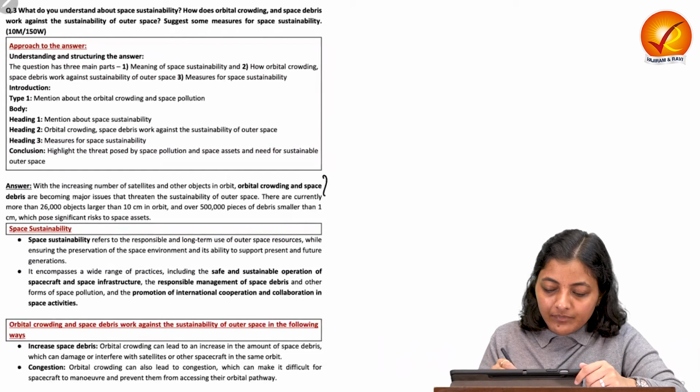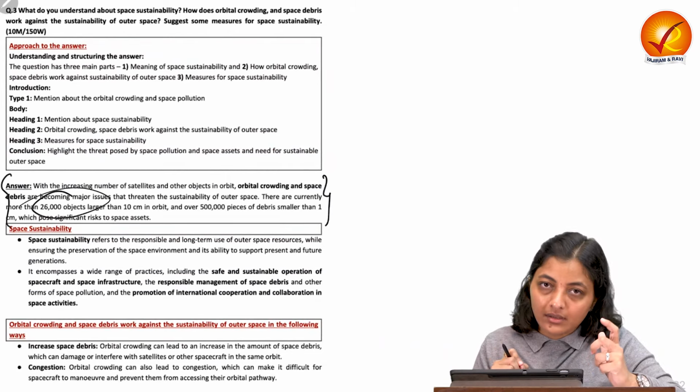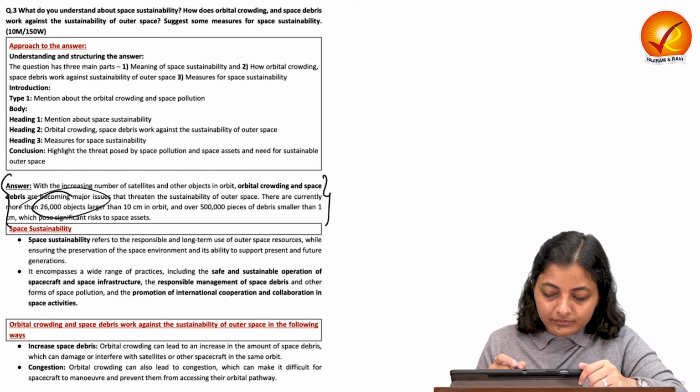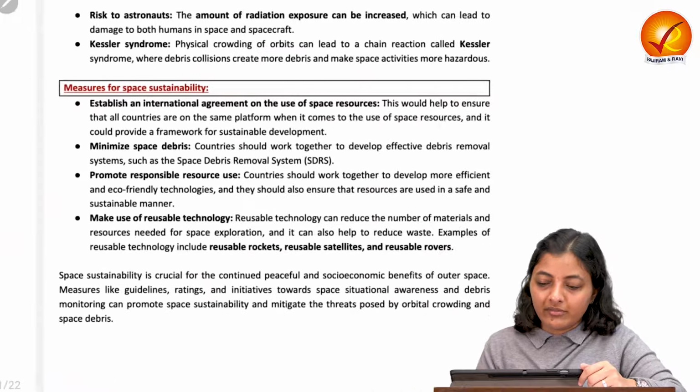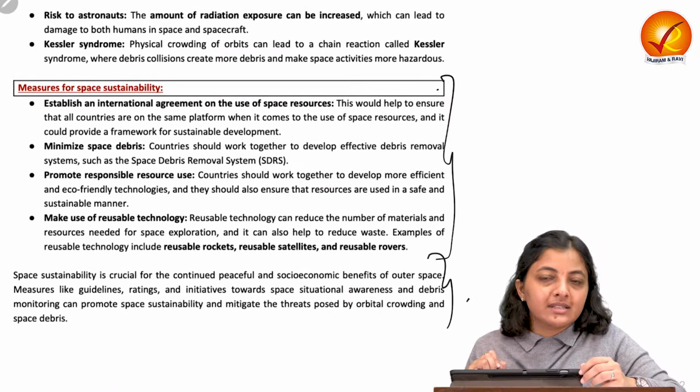Let's see the model answer, starting with the data on how many objects there are in orbit and how we are crowding our orbits, then what is space sustainability, then how orbital crowding and space debris work against the sustainability of outer space, then measures, then conclusion. Okay, so this was the discussion from my side for today.